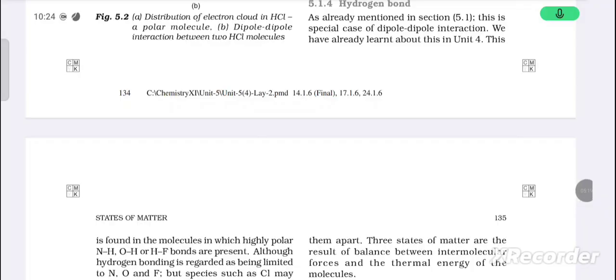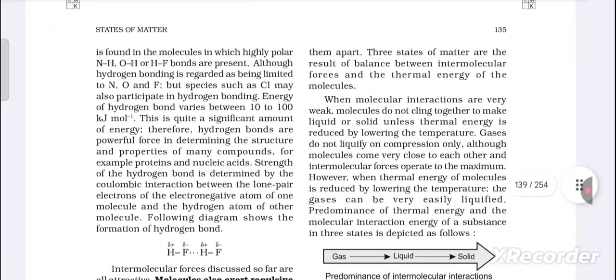Hydrogen bond. As already mentioned in session 5.1, this is a special case of dipole-dipole interaction. We have already learnt about this in unit 4. This is found in molecules in which highly polar N-H, O-H and H-F bonds are present. Although hydrogen bonding is regarded as being limited to nitrogen, oxygen and fluorine, species such as chlorine may also participate in hydrogen bonding. Energy of a hydrogen bond varies between 10 to 100 kJ per mole.